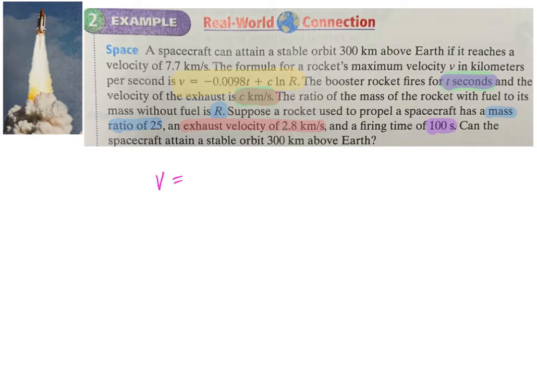V equals negative 0.0098 t plus c natural log of r. Can the spacecraft attain a stable orbit 300 kilometers above the Earth? What was the stipulation? There was an if-then statement. It can obtain a stable orbit if. What is the if in the very first sentence here? 7.7 kilometers per second. If the velocity is 7.7 kilometers per second.